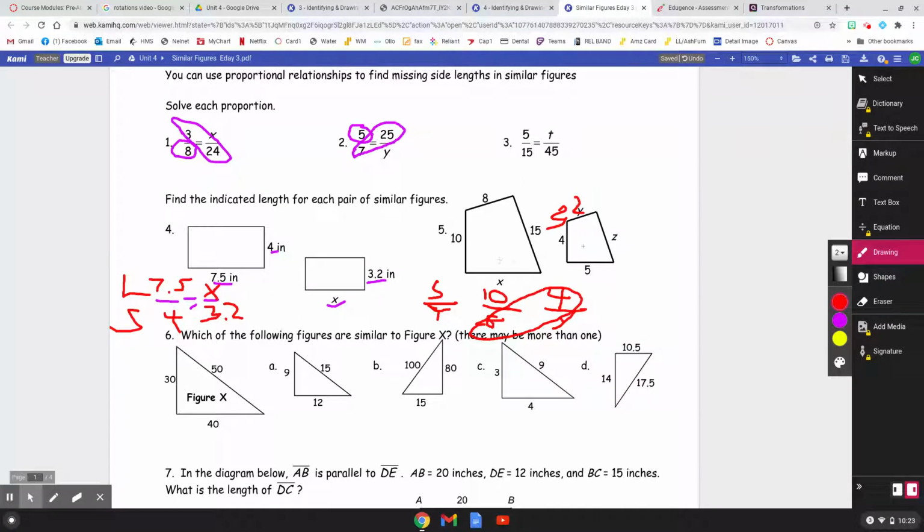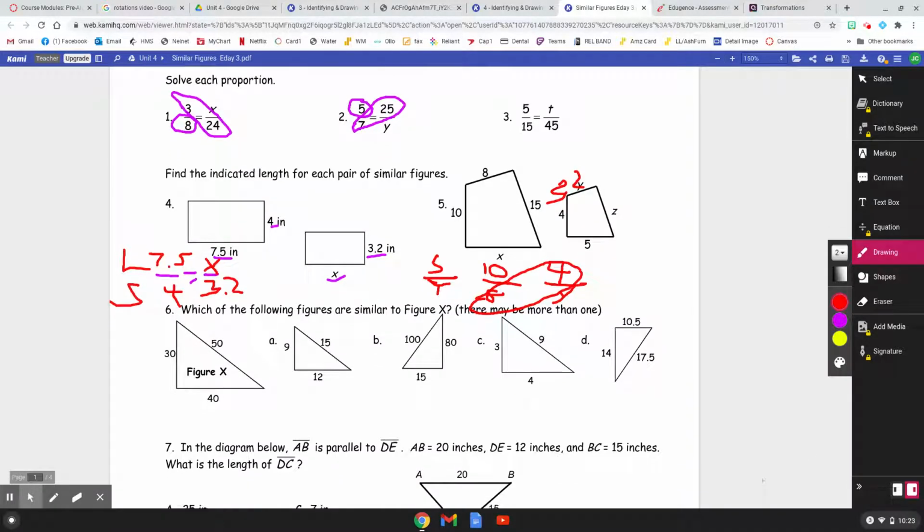To set up the next one, you would have z. You would do 10 over 15, and then 4 over z. And then 10 over x, 4 over 5. So just work your way around it. That's all you're looking at doing.